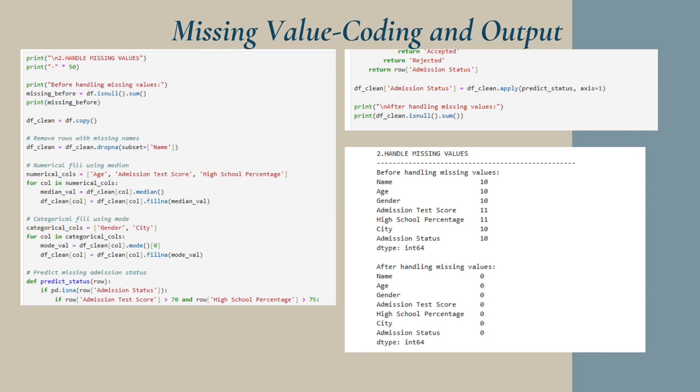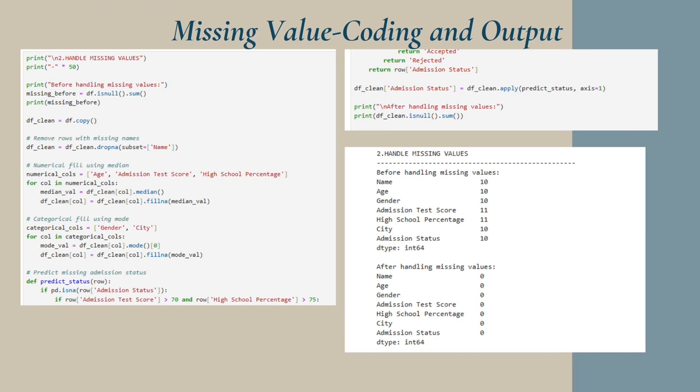Next, fill missing numerical values using median. First, define numerical columns. Create a loop through each numerical column. Use median() to find the middle value of the column. Fill missing values, None, with that median value. We use median because median is less affected by outliers than the mean.